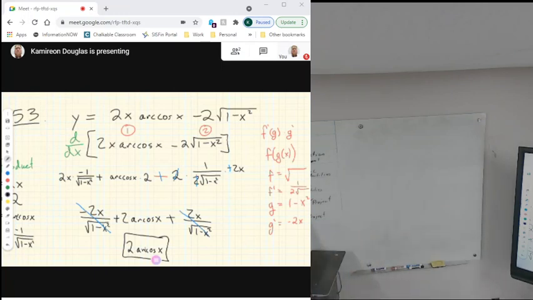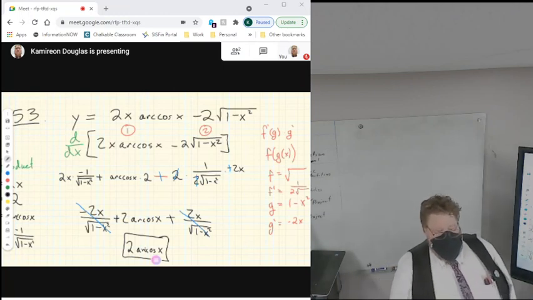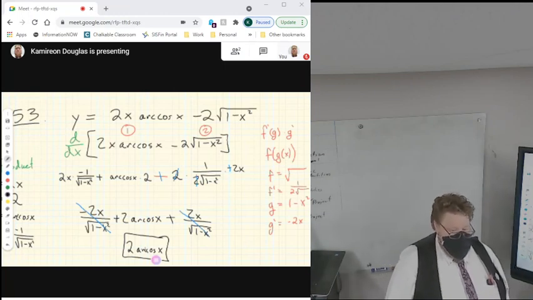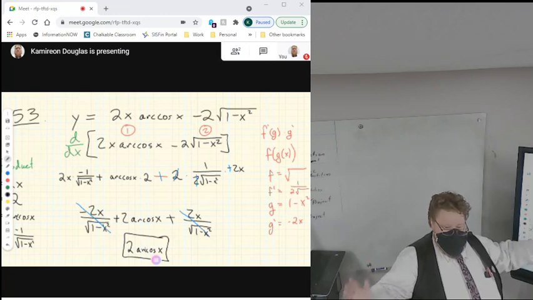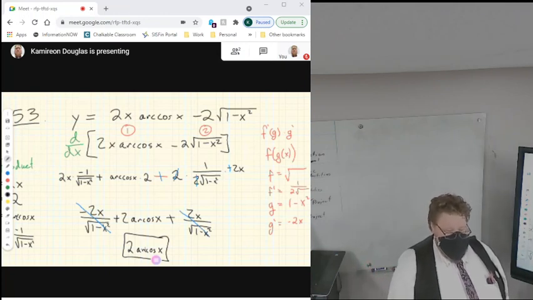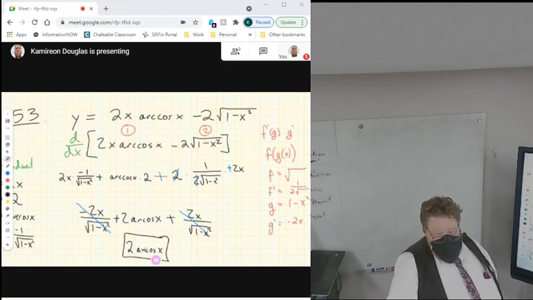Verify with the back of the book, please. The only thing I'm not 100% certain on is my derivative of arc cosine. Again, I use GG for that too. I don't have that one memorized. 2 arc cosine. Man, I'm good. Woohoo! Okay, that was number 53.